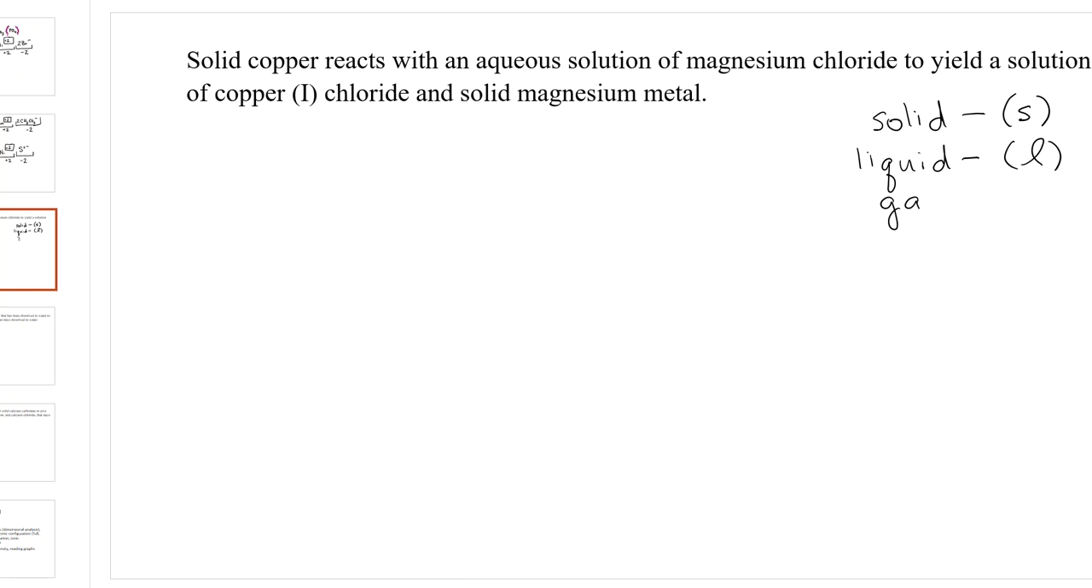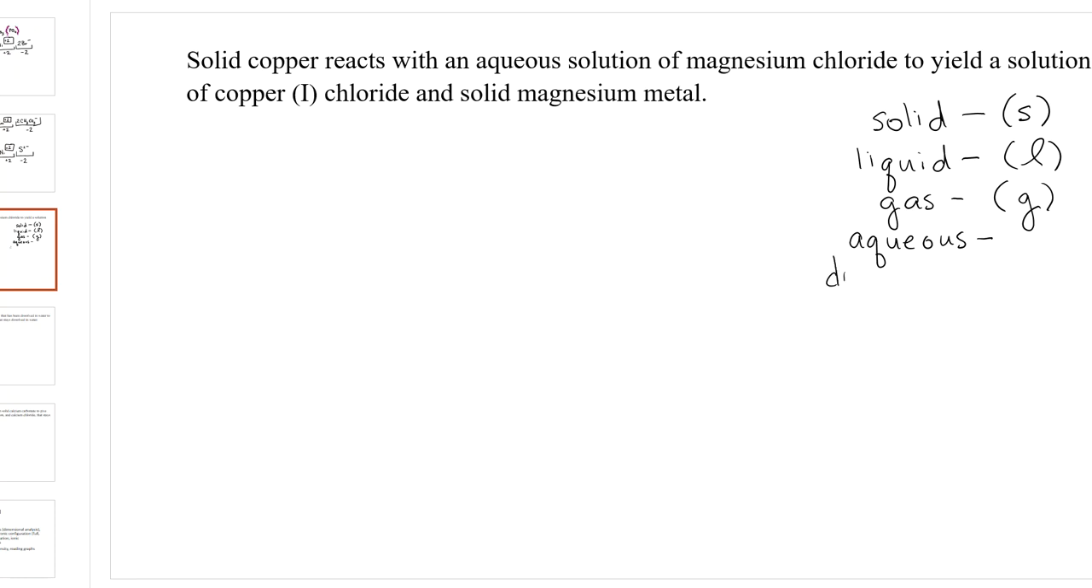Another possible phase that we can have is a gas, which gets abbreviated with a G. Now, here's actually the hardest one. This one is actually used the most, absolutely the most used, but it's a little bit trickier. The name for this one is the aqueous phase.